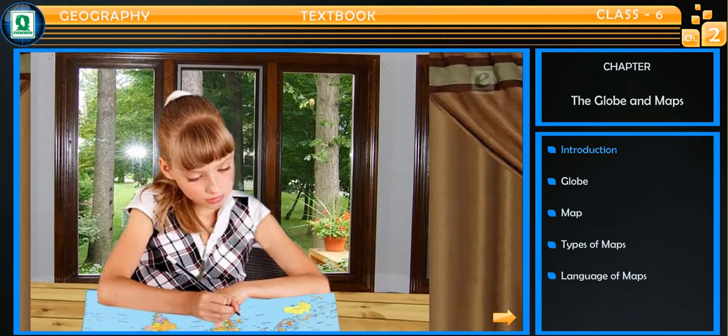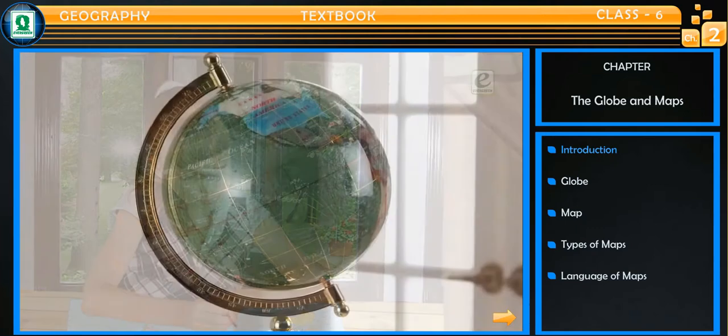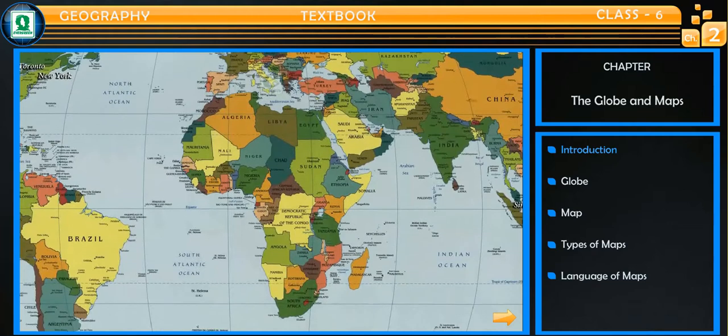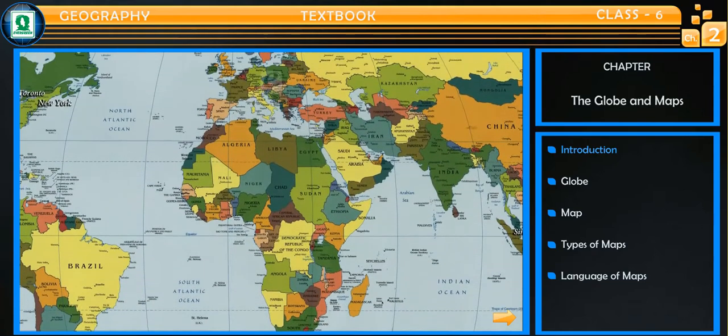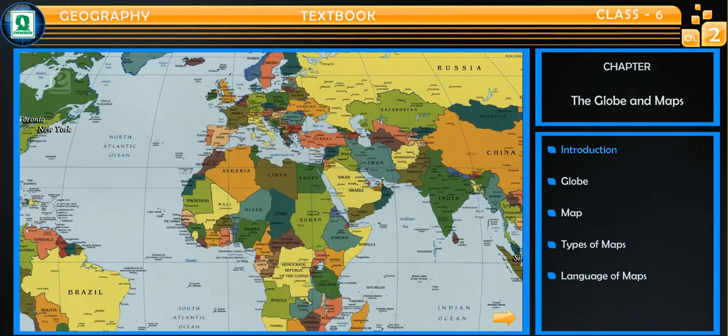In this chapter, you will study about these two, that is globe and maps, types of maps and their uses, and language and symbols of maps.